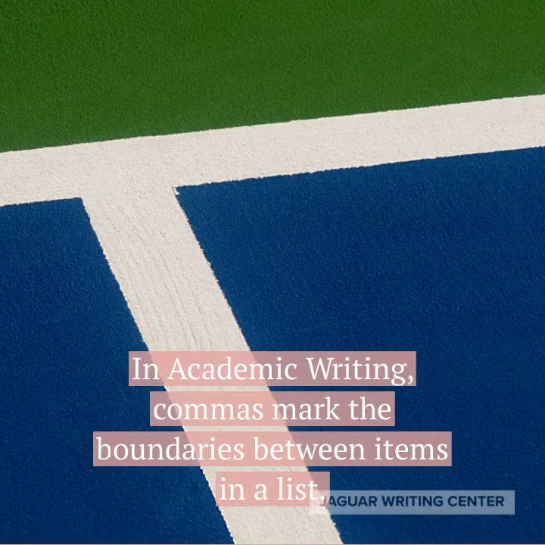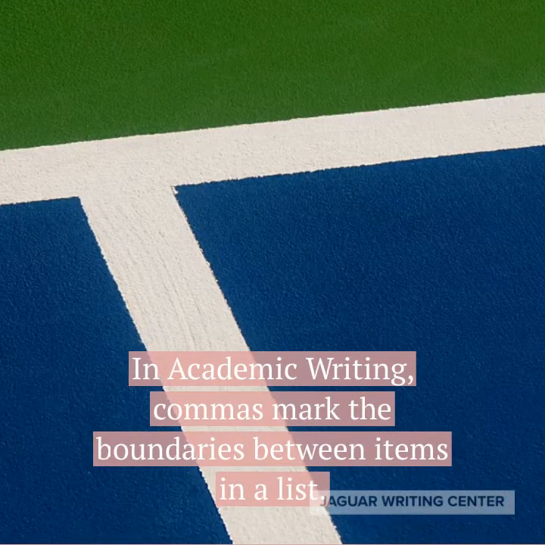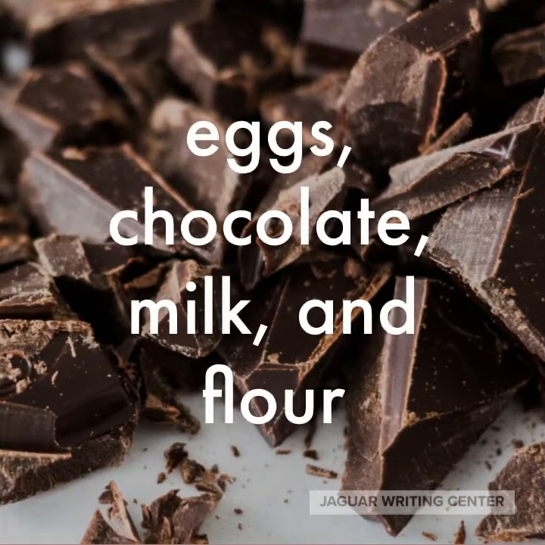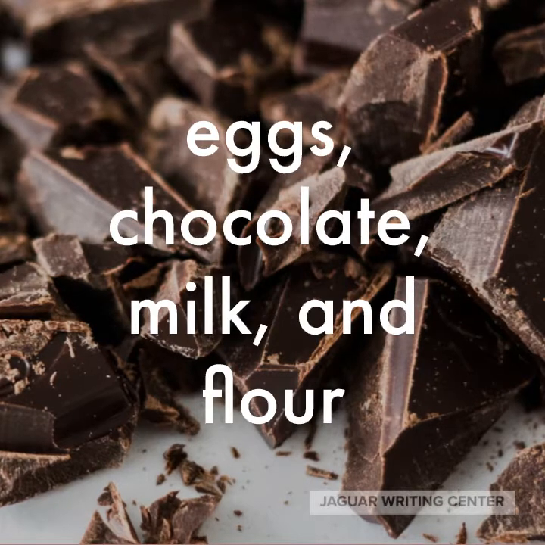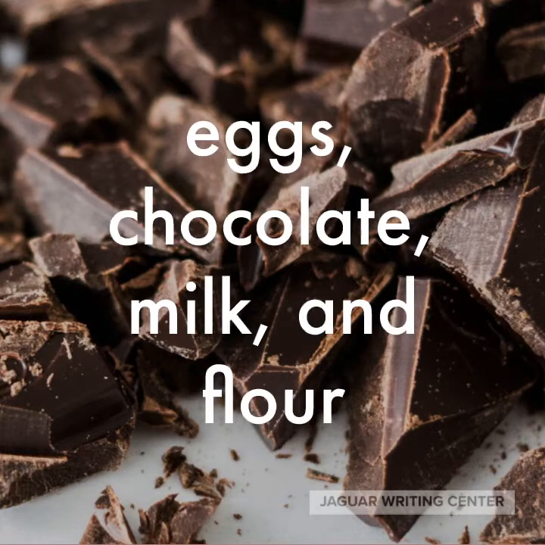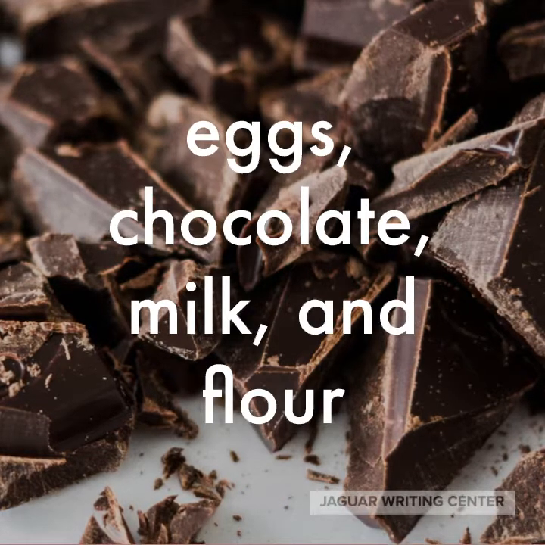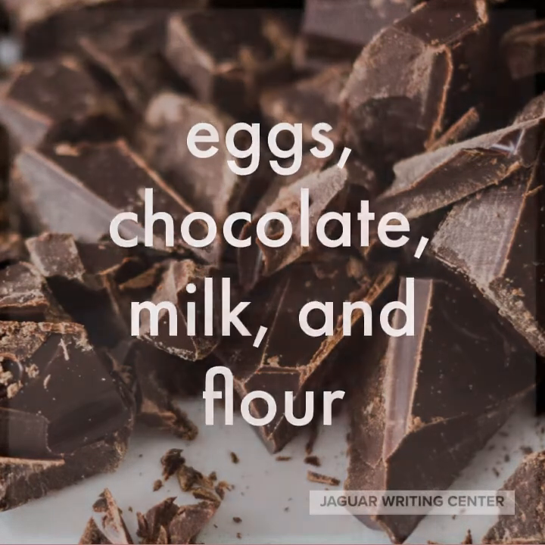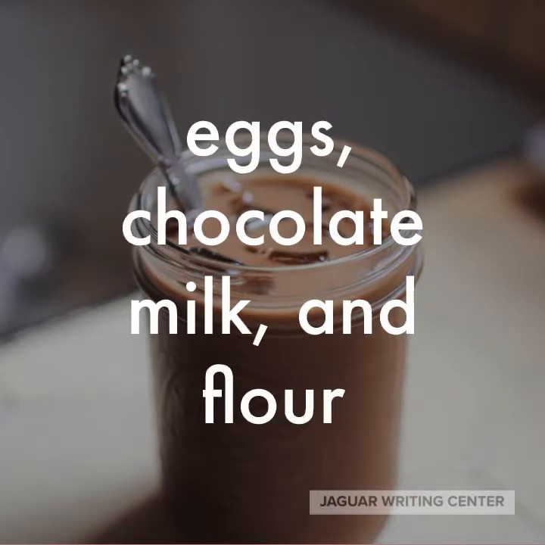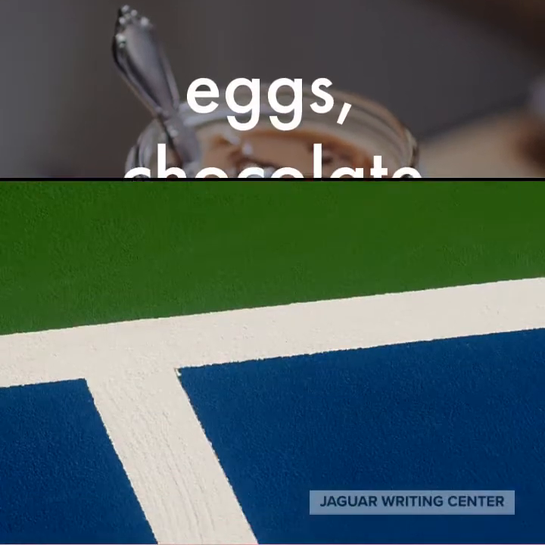In academic writing, commas mark the boundary between items in a list. In this list, commas mark the boundary between each item in the list. So we see eggs as an individual item, chocolate as an individual item, milk as an individual item, and flour as an individual item. In this list, although the words are the same, the commas are marking different boundaries. So eggs is one item, chocolate milk is another item, and flour is a third item.